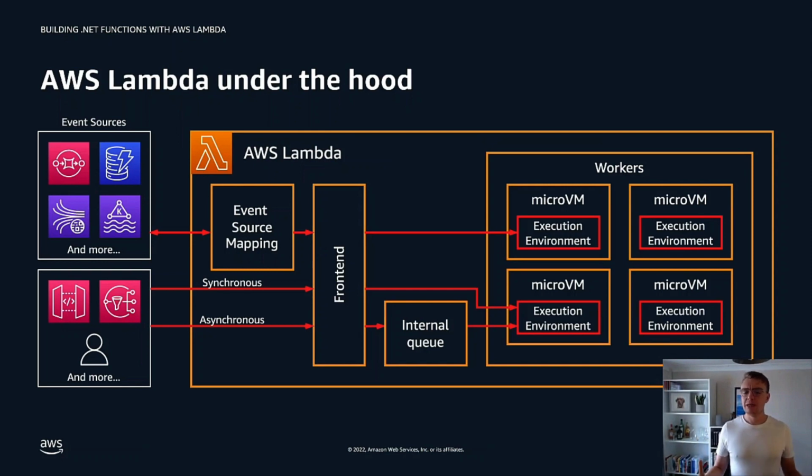Okay, so how does Lambda actually work? What does it do under the hood? Well, whenever Lambda receives an invoke request, that always comes into a front-end service. And that front-end service is going to look for an execution environment that your function can be running in.